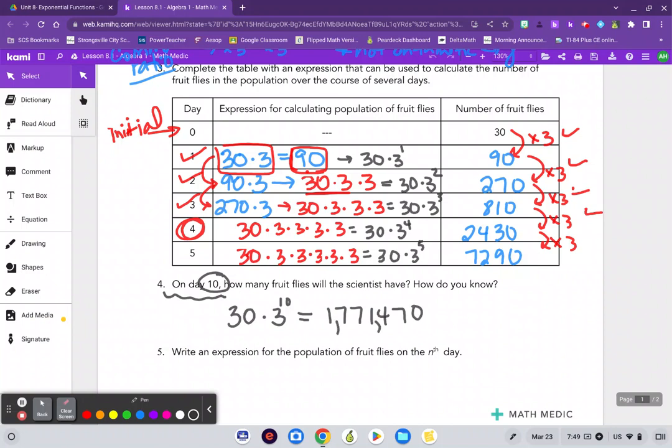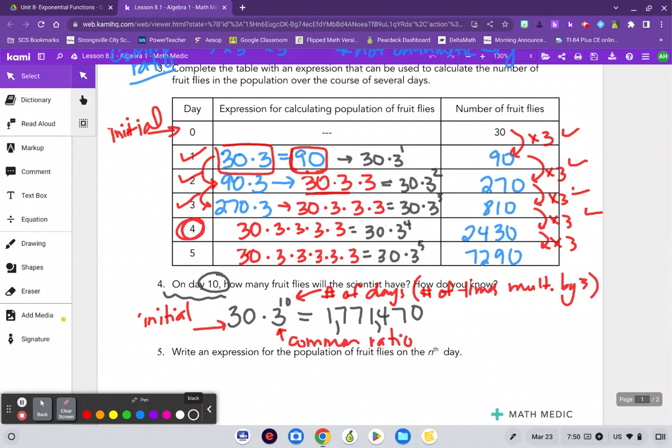So you got 1,771,470. So let's just talk about a couple things. 30 is my initial. Let's label that. 3 is my common ratio. And in this case, this exponent was the number of days, or number of times multiplied by 3.